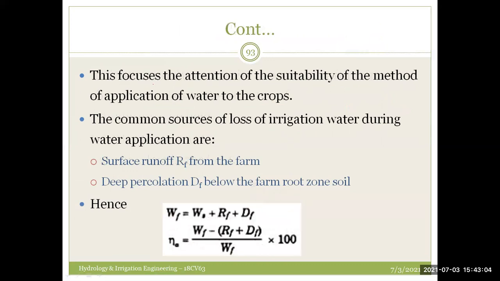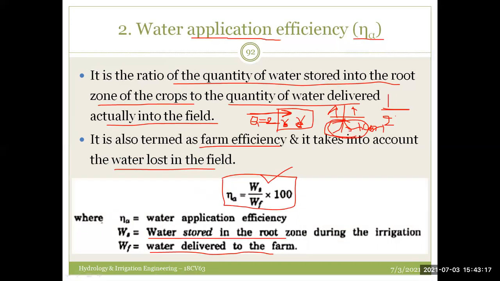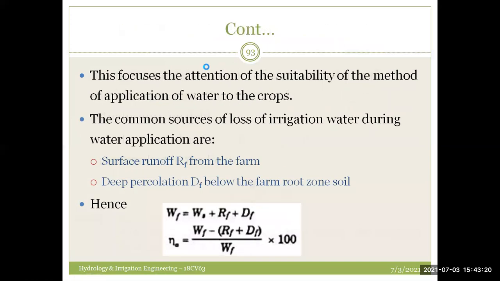And here, this water application efficiency mainly focuses on the suitability of the method of application of water. For example, the name itself says it is water application efficiency. So basically this depends upon the method of application. Okay, whether you're doing a flooding method, based on that method of application of water, this efficiency will vary. And also, the common losses which are considered are the surface runoff and the deep percolation. So only those two losses are considered in the water application efficiency.